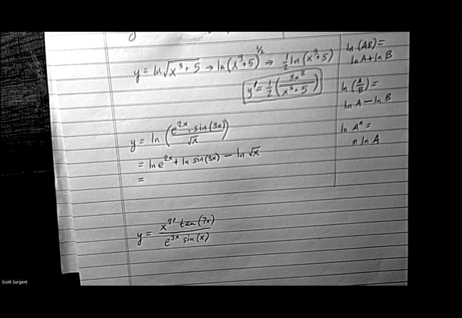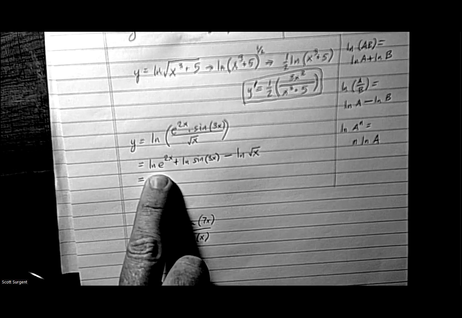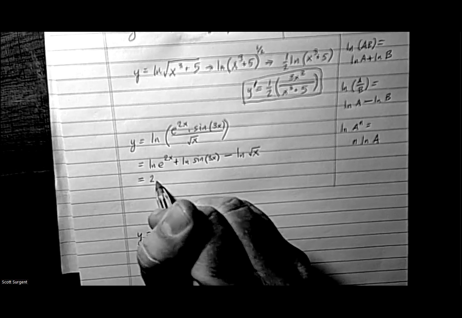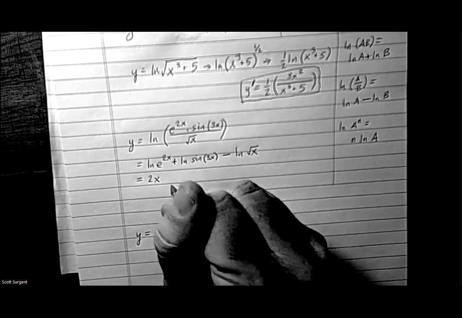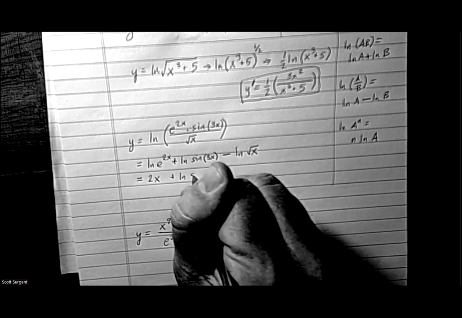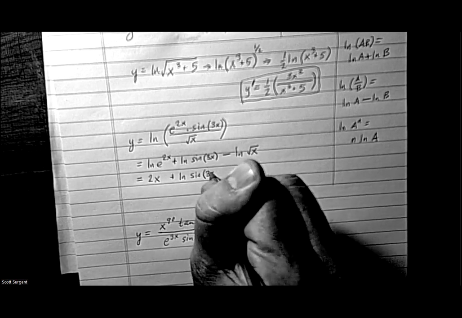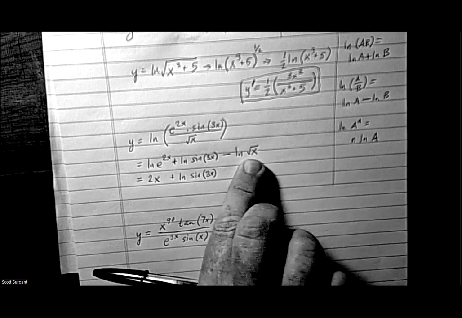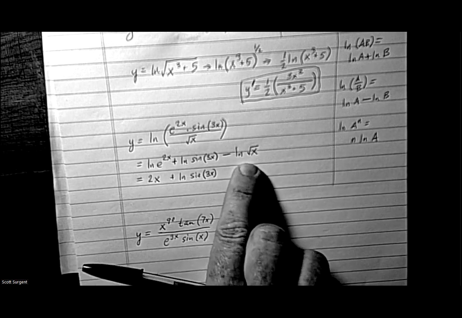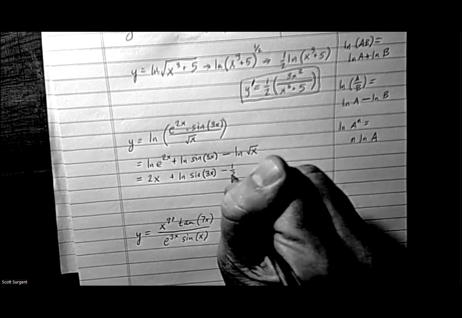I'm basically simplifying it using logarithms. Now ln and e cancel each other out, so all you have here is 2x. This one is still just kind of waiting for you to simplify for now. And then here I'll do the same thing I did a moment ago. It's actually the 1/2 power, so I'll pull that out in front.